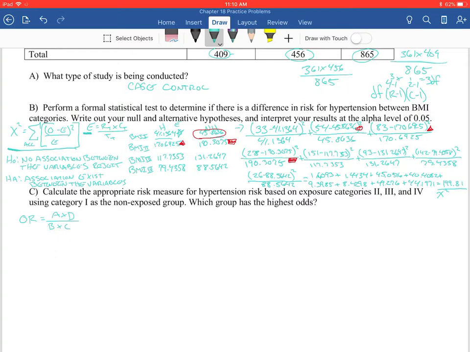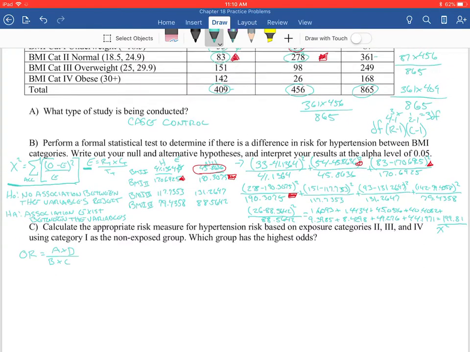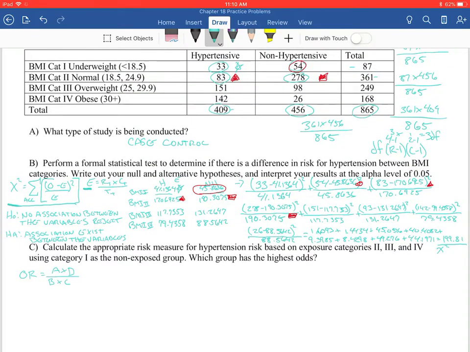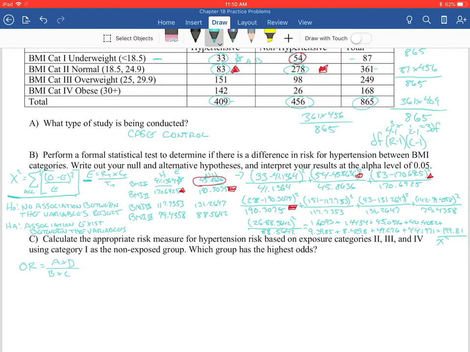Moving on, now we're going to calculate the appropriate risk measure for hypertension based on the exposures of categories 2, 3, and 4, using category 1 as the non-exposure group. Which group has the highest odds? So we're using category 1 as our control group, and that's always going to be your A and B going forward, because that's what we're comparing everything to. Our odds ratio formula is going to be A times D over B times C.